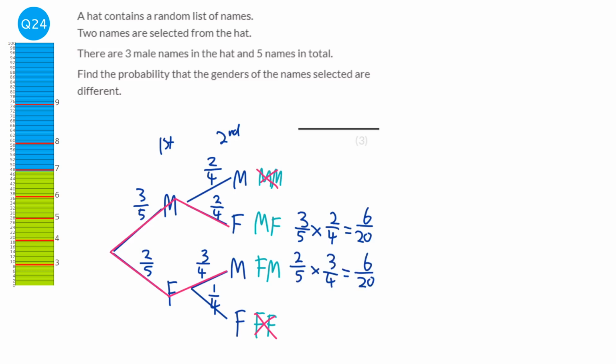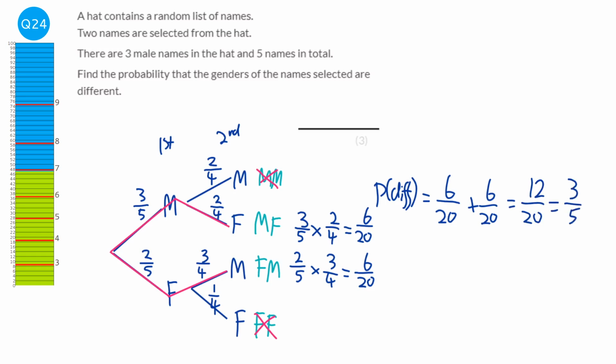Now we're looking to see whether it was male and female or female and male. And the word "or" in probability means add. So it'd be 6 over 20 plus 6 over 20, and this is the probability of different, which will be 12 over 20. Now 12 over 20 will cancel to 3 over 5, or 3/5.